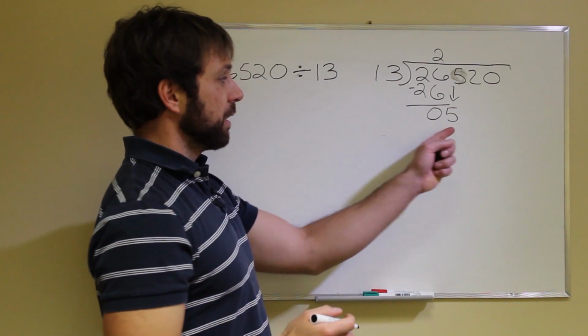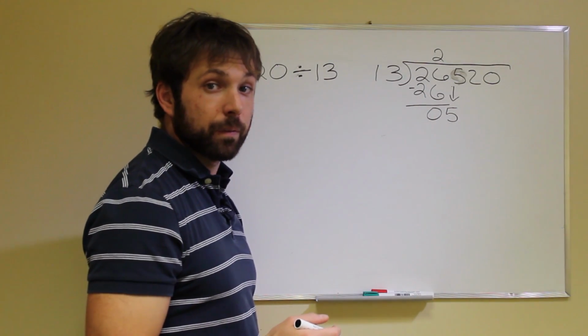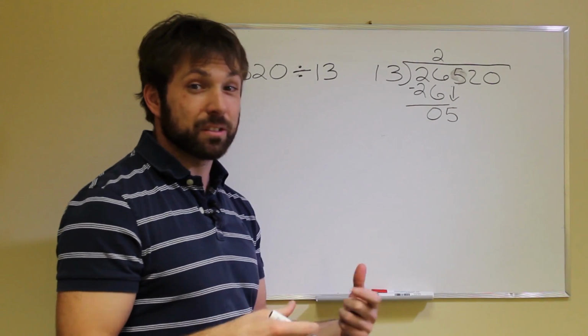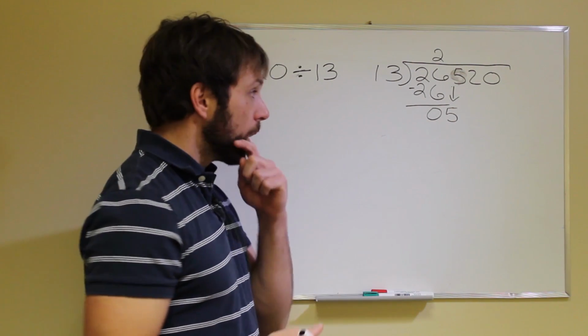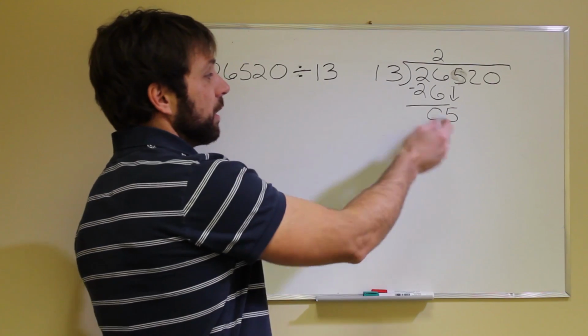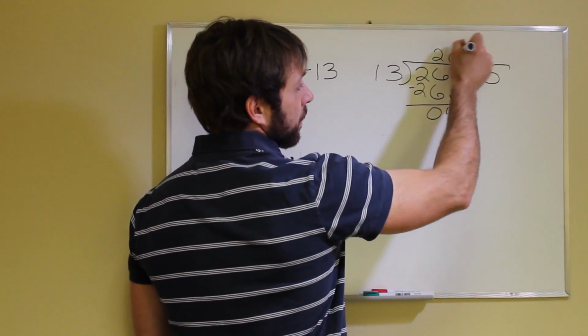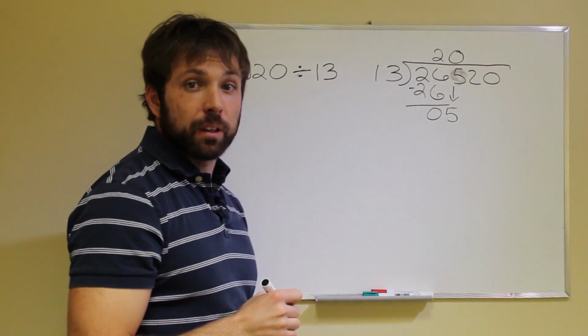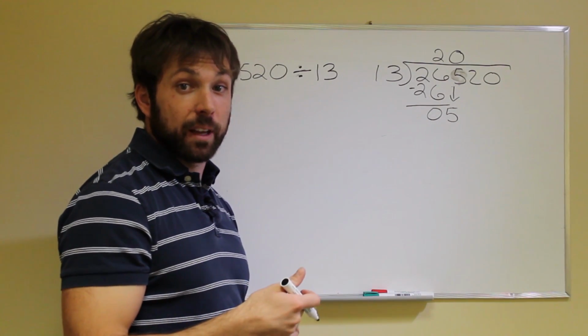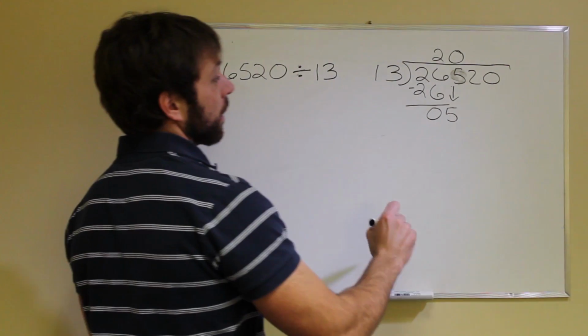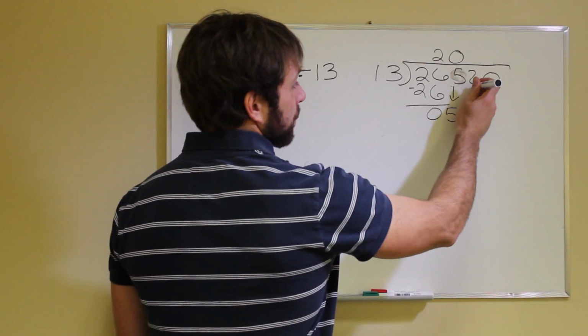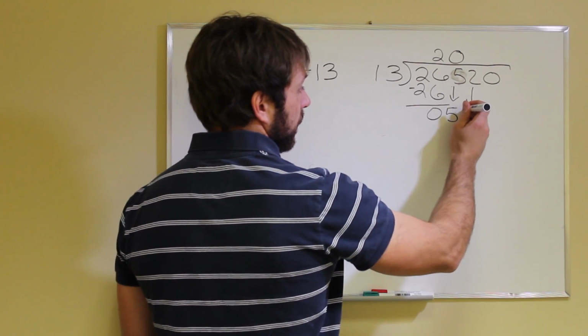How many times does 13 go into 5? Well, in this case, it doesn't go into 5 either. So 13 goes into 5 0 times. So it's important that you put the 0 up here in your quotient to indicate that. Now I have no choice but to bring down another 2.